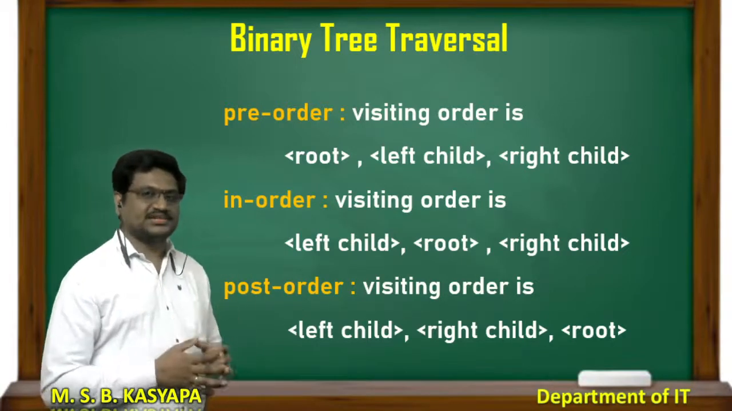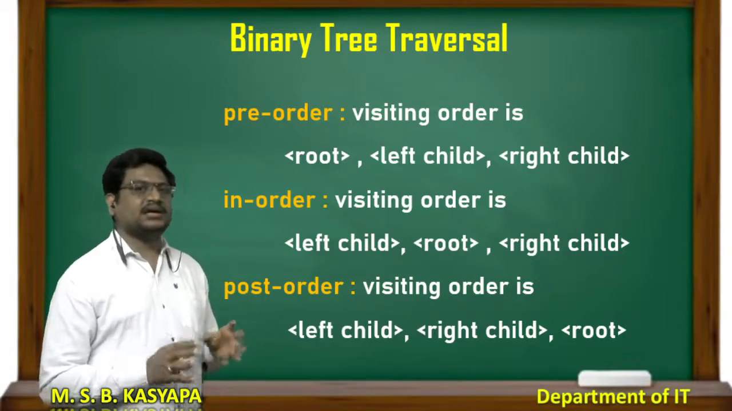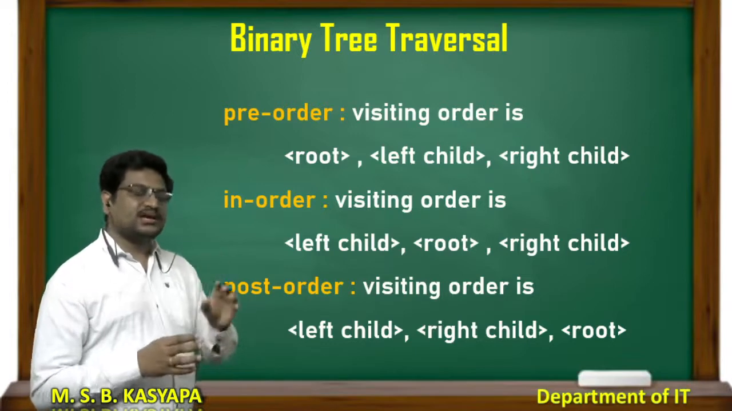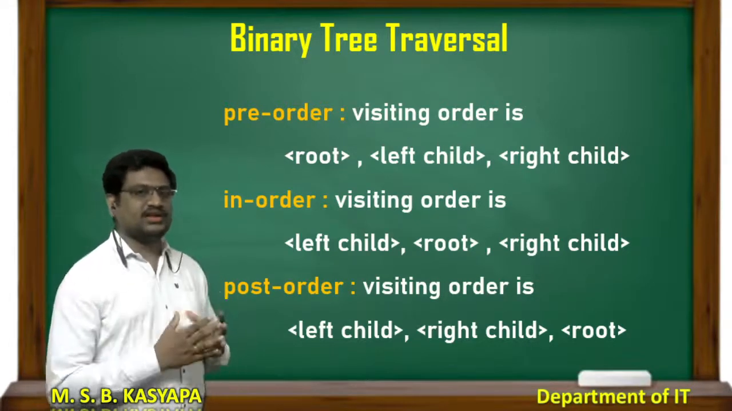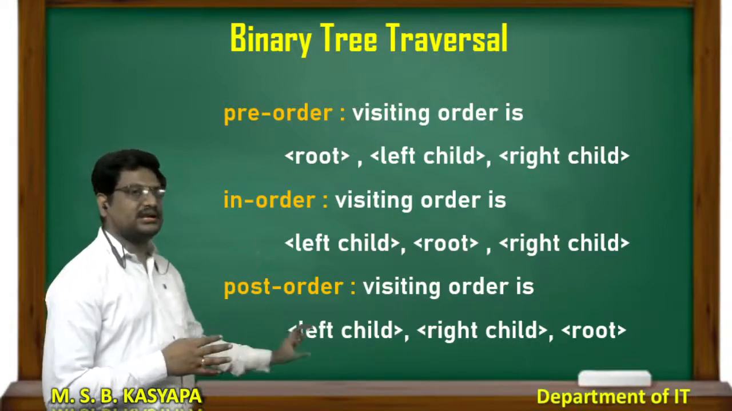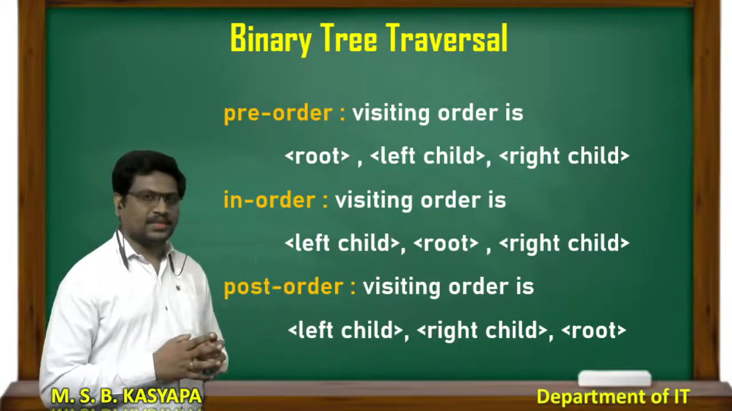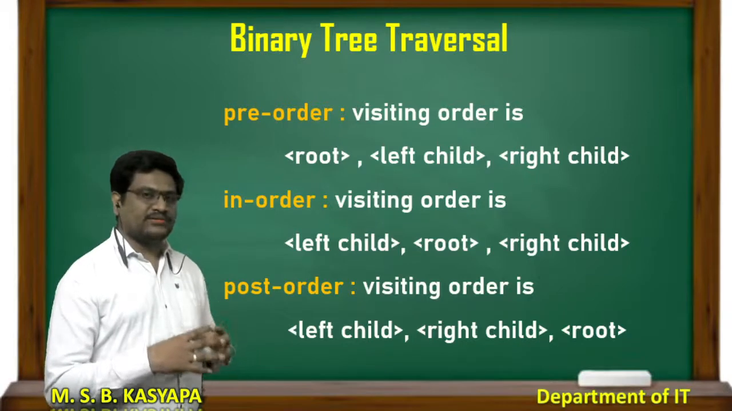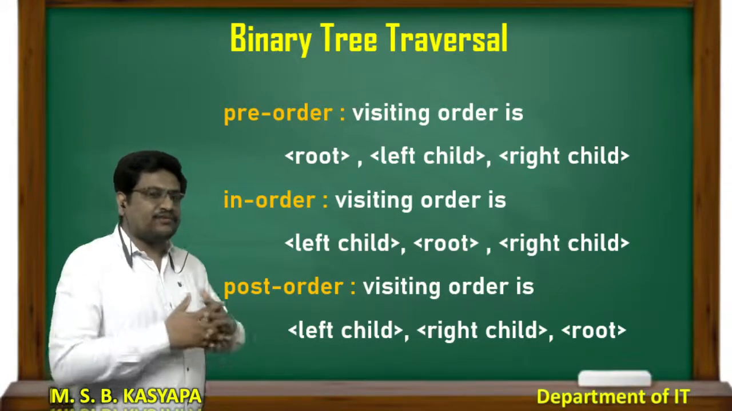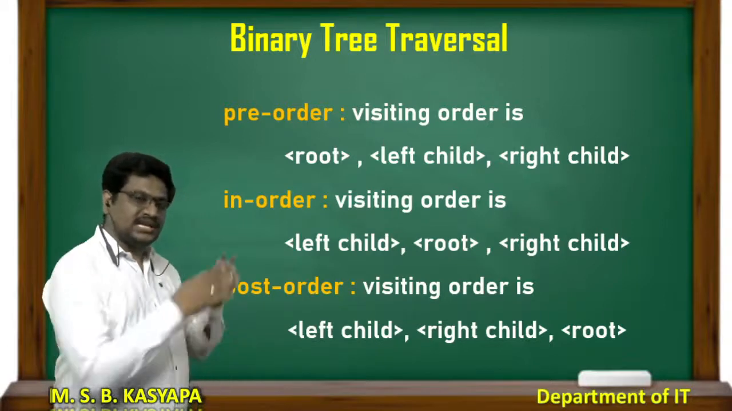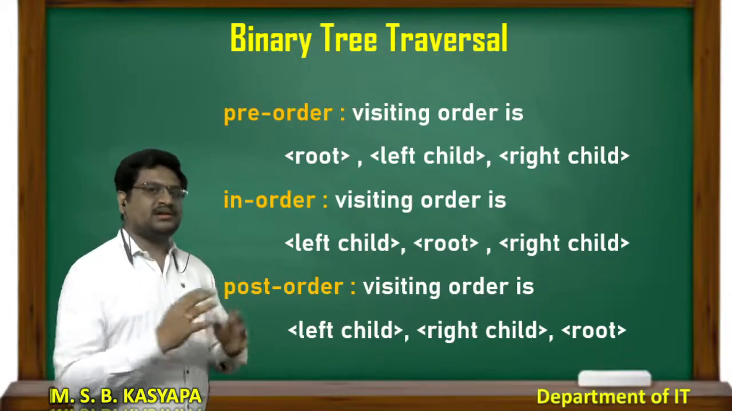So what are the traversal methods? Traversal methods are generally used for visiting each and every node in some order. So what are the orders? I have pre-order, in-order and post-order. I have three orders right now. In this, how we define whether it is pre, in or post is the type of our flow, how we are visiting the root, the left and the right side.